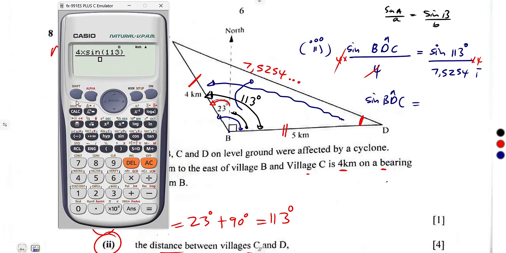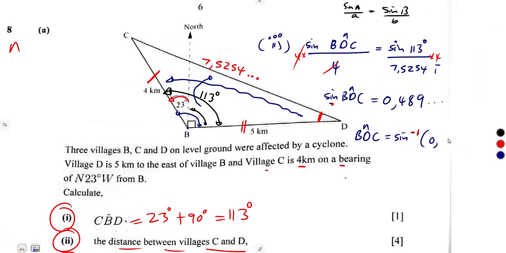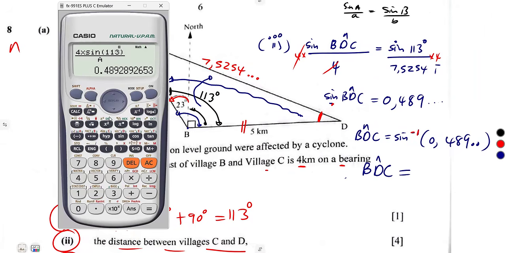So I'm going to use the exact value. I'm going to recall that value, so that I obtain the exact value 0.489 and so on. So to find the angle BDC from this sine that we are given here, it's going to be arc sine, sine to the power of -1, of 0.489 and so on. So that was going to give us angle BDC, the exact value.